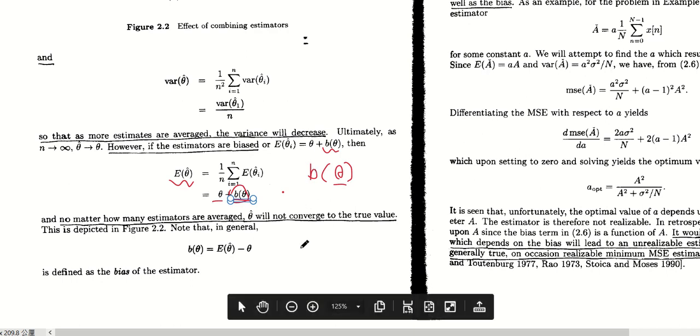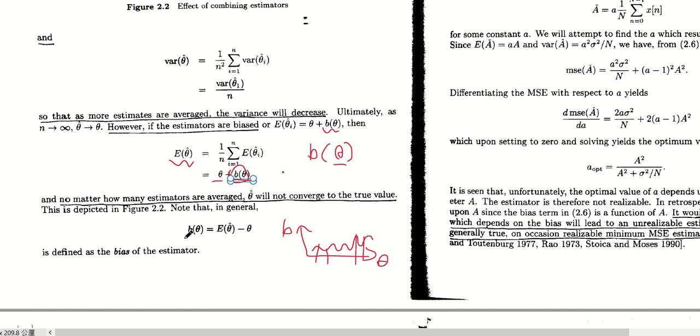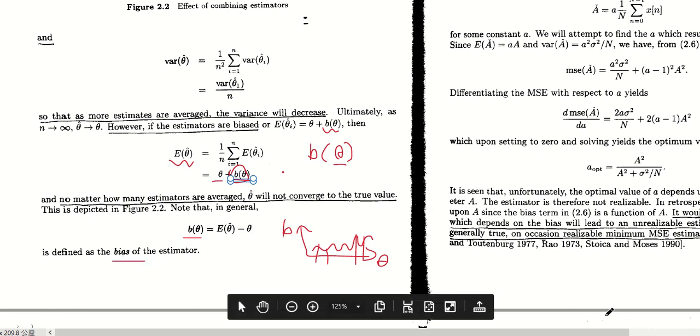So if you have a bias B, it's actually a function of theta. In other words, it could be different for different values of theta. For some values of theta, the bias may be smaller; for some values of theta, it could be larger. So bias is dependent on theta. We can also write bias as the expectation of theta hat minus theta.